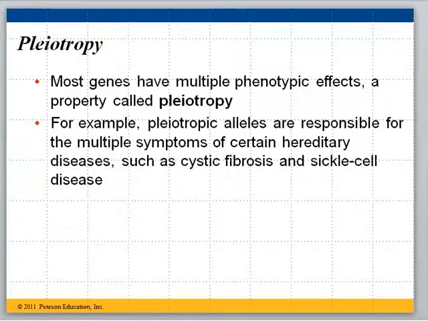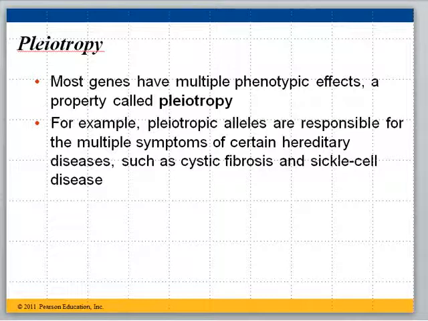So we talked about how in many cases there's more than just 2 alleles for a gene. Well, now we're going to get to something called pleiotropy. Let me make sure I'm pronouncing that correctly. My gosh, these science terms can be so hard. Most genes have what we call a multiple phenotypic effect, a property called pleiotropy. It comes from the Greek word pleion, I believe, meaning more.